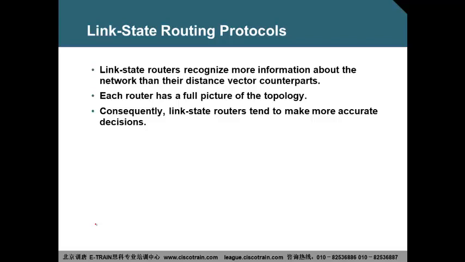So if you have a complete picture, then you can take the accurate shortest path. That's why we need link-state routing protocols, because they give the complete picture.